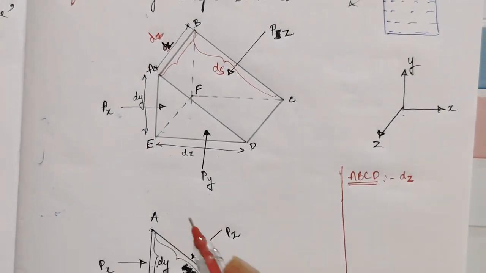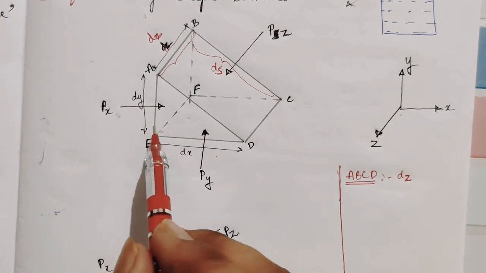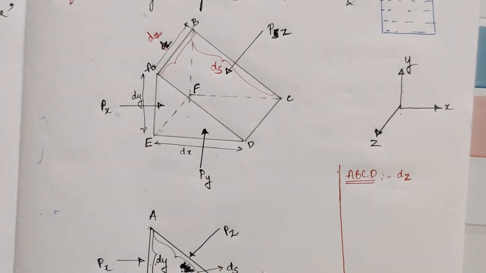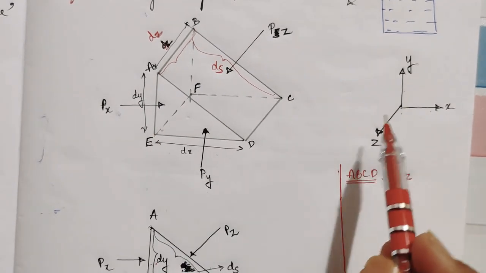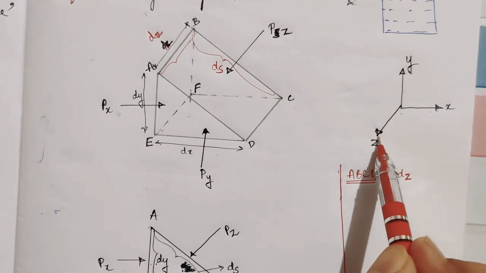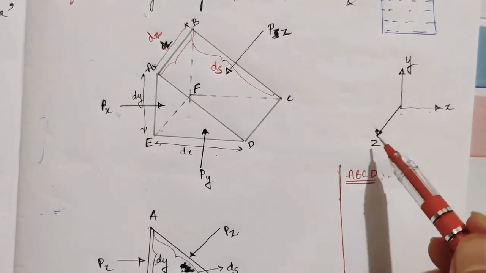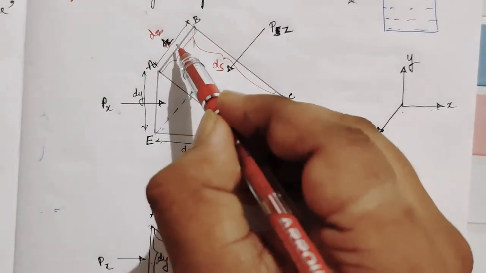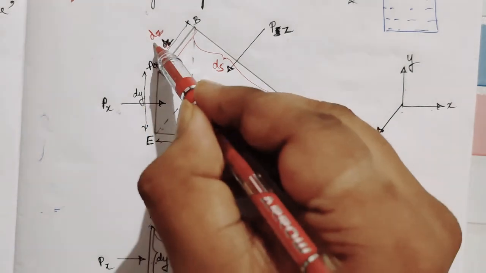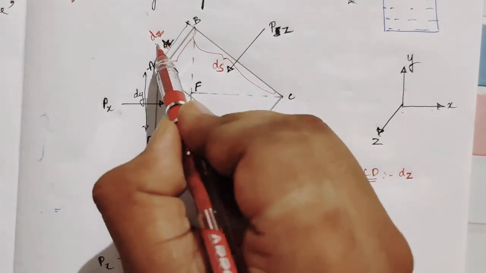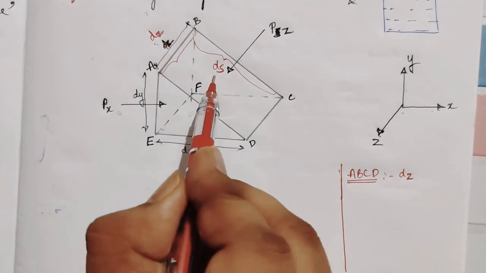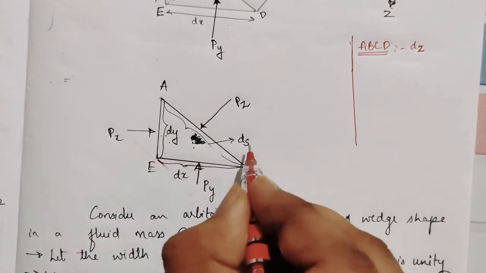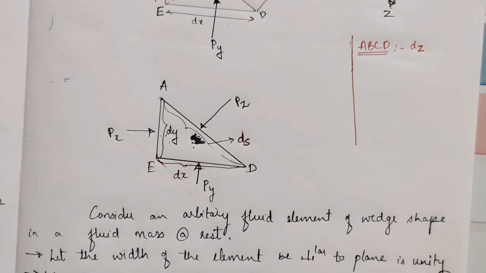But here I'll take it as unity. In the x direction and y direction, that unity will work because it is in the same plane. Whenever I come to z, it will be another plane, so the unity will not work in this face. So for the face ABCD, the width will be dz, not 1, and the length will be ds. That's why this is dx, this is dy, and I took this as ds.